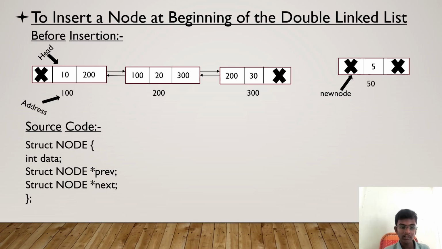Source code. struct node, int data. Data means value, an integer value. struct node pointer previous. It points to the address of the previous node. struct node pointer next. It points to the address of the next node. It is said to be self-referential, as the structure for a double linked list, which is stored in memory.